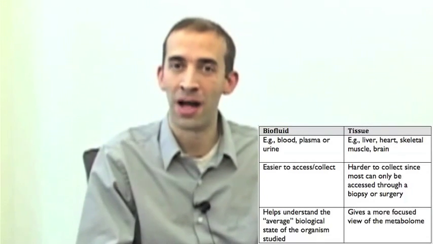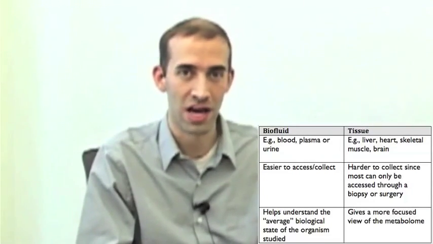What are some of the characteristics that set tissue samples apart from other samples used in metabolomics? Sure. So classically, a lot of studies in metabolomics have been performed using biofluids. Things like blood or plasma or urine are very commonly studied, and that makes sense because they're very easy to access, and they also are a great way of understanding the average biological state of the organism that you're studying.